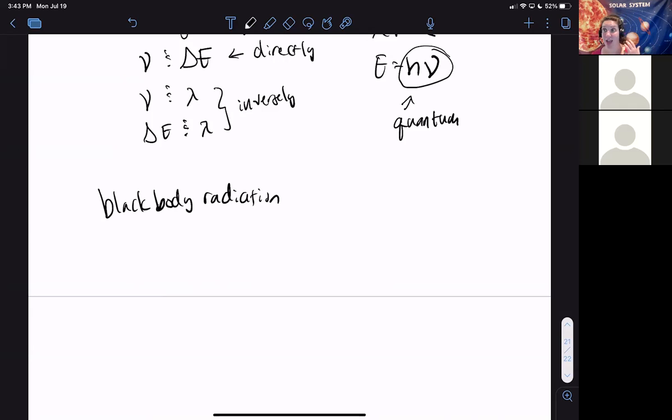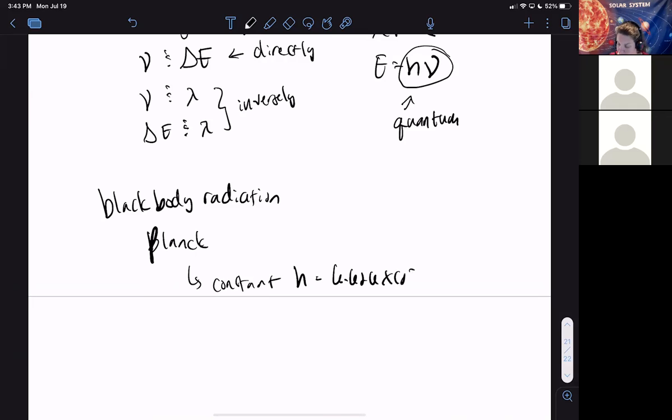Black body radiation: a hot substance is going to emit light, and the wavelength of the light is dependent on temperature. It has nothing to do with intensity. And from here, this was determined by Planck. So Planck is the one who determined what was going on here. And he's got his constant, which is h, which is 6.626 times 10 to the negative 34 joules times seconds.